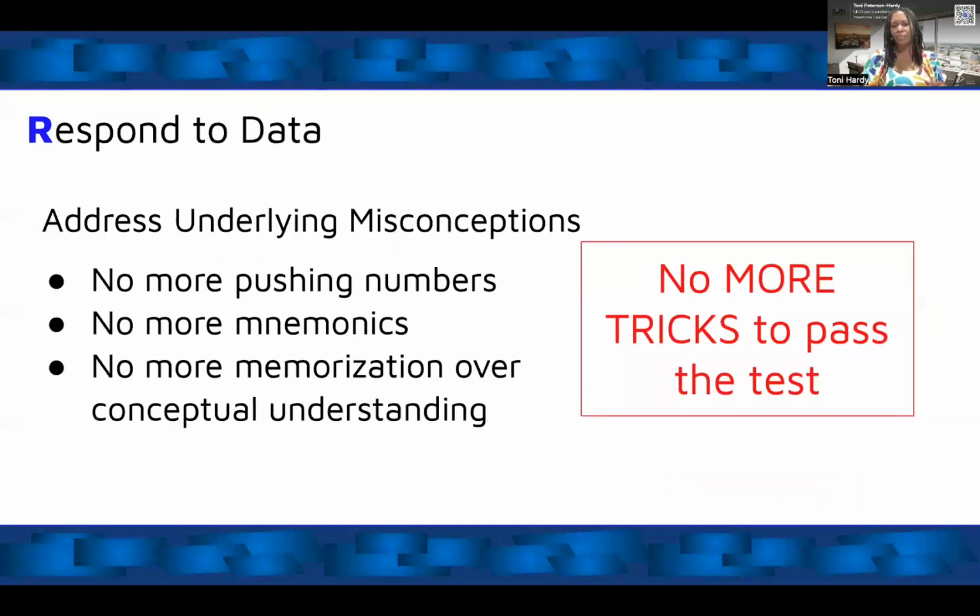So we're going to address misconceptions. So that means that there's no more pushing numbers without understanding. There's no more mnemonics where we are teaching kids like poems and tricks that have nothing to do with the mathematics. So for example, dead mice smell bad. Well, dead mice smell bad was a mnemonic for division to help kids to remember the steps. And so remembering the steps is different than understanding the process and why things are happening. So those are the tricks that we sometimes focus on because we want our kids to be successful right now.